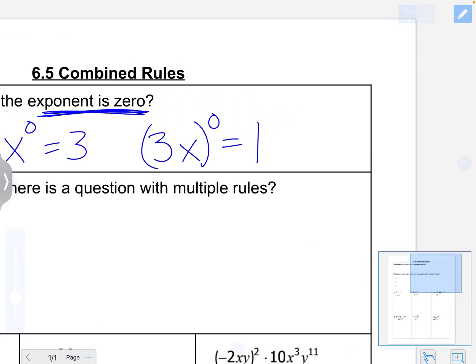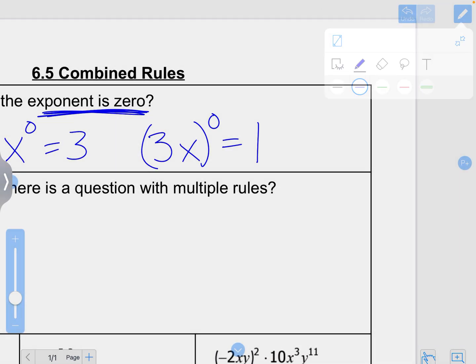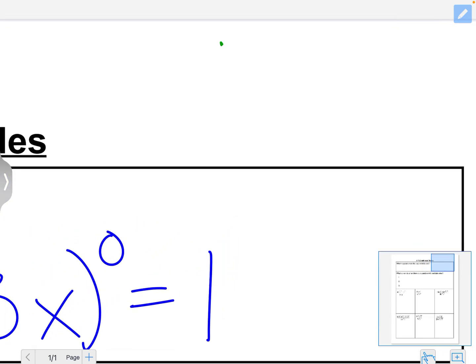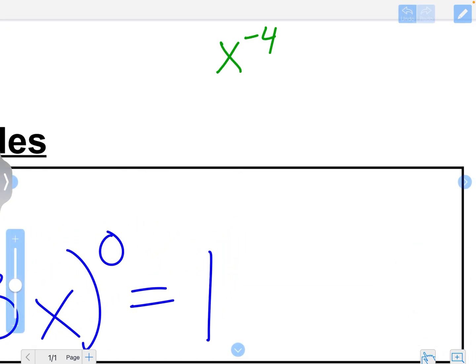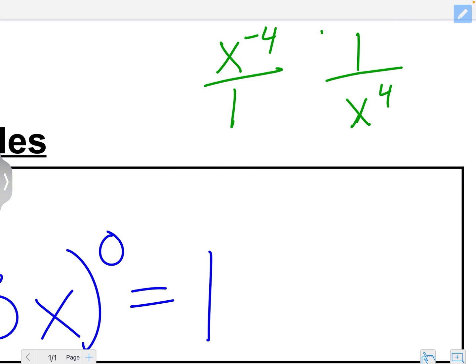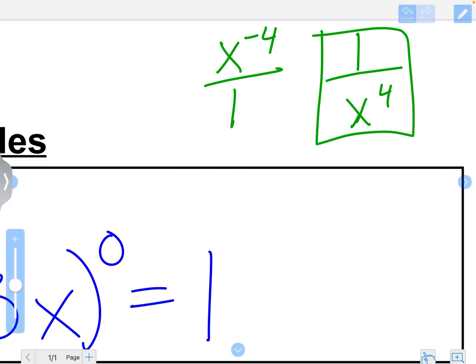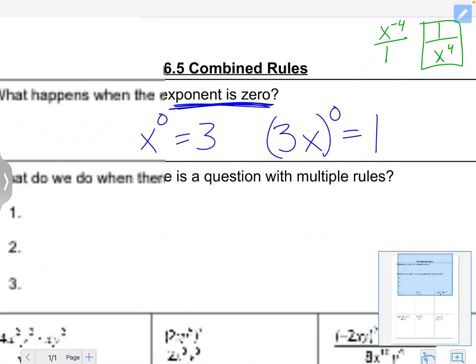And the other thing I want to remind us of is if we have a negative exponent. If I have x to the negative 4th, I'm going to turn it into a fraction, and I'm going to flip it, and when I flip it, the x becomes positive. Okay, so that's just a real quick reminder of a couple of rules.